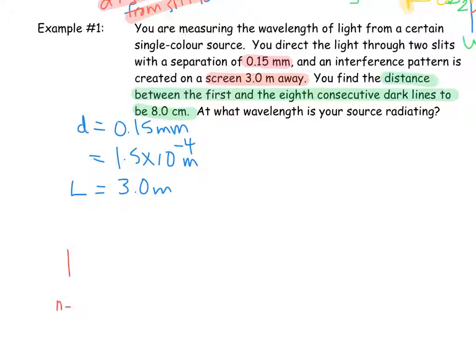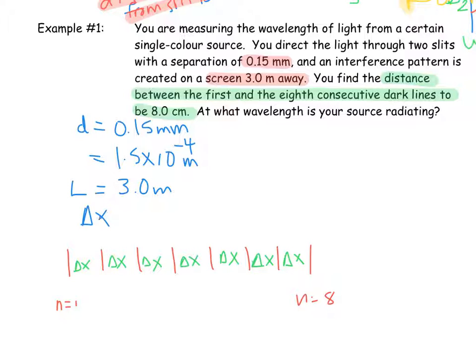We're going to say this is our first dark fringe, right? So in other words, this is n equals 1. And then 2, 3, 4, 5, 6, 7, 8. And so here's n equals 8. But how many delta x's do I have in here? I have 1 delta x, 2 delta x's, 3 delta x's, and so on, 5, 6, 7.